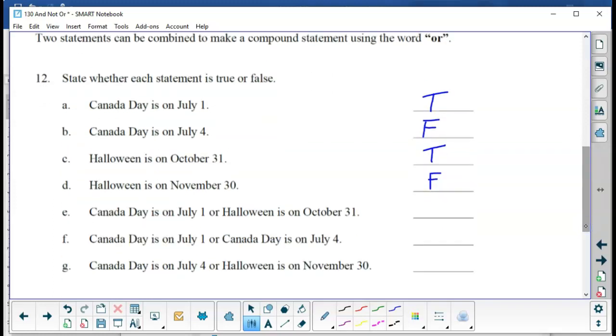Canada Day is on July 1st, or Halloween is on October 31st. That's true. Both of them are true. Canada Day is on July 1st, or Canada Day is on July 4th. Well, think about it.